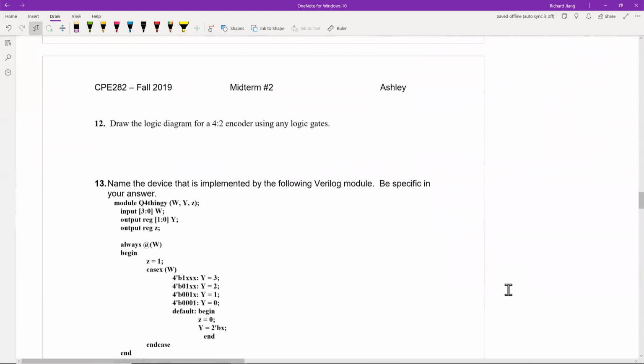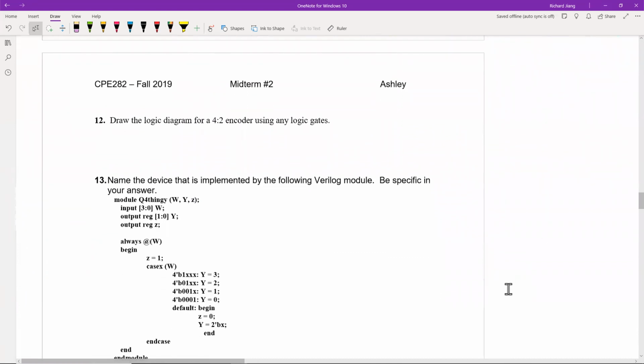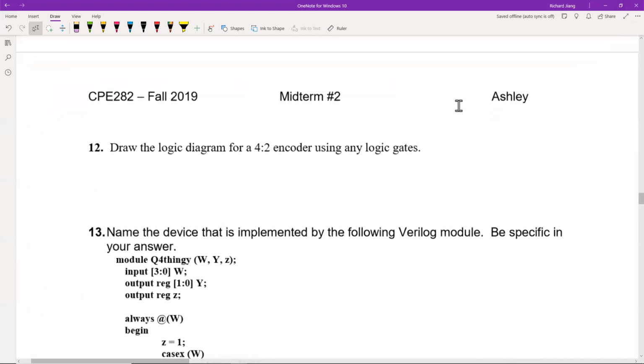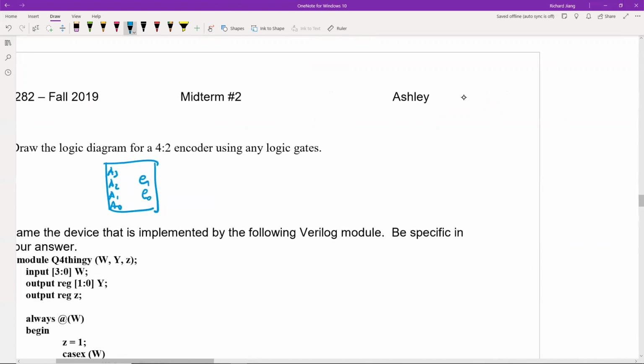All right, moving on. It says, draw the logic diagram for a 4 to 2 encoder using any logic gates you want. So an encoder versus a decoder. You know what the difference is? It makes it from 4 inputs to 2 outputs. Yep. So let's draw this real quick. We'll call the inputs A3, A2, A1, A0, and then we have 2 bits at the output, so we'll call it E1, E0. We'll just do a truth table real quick.